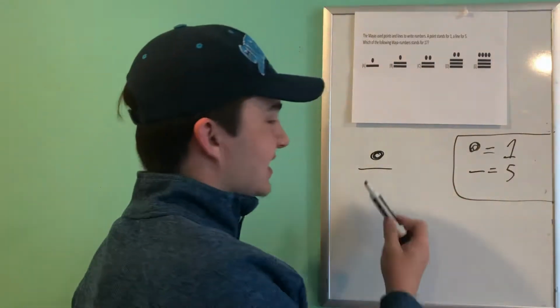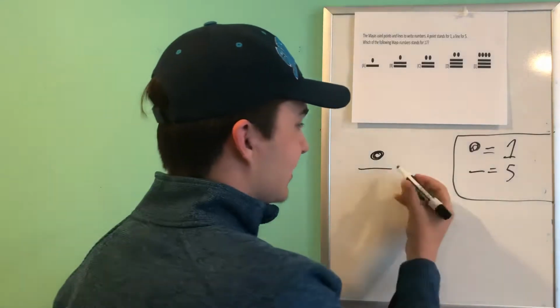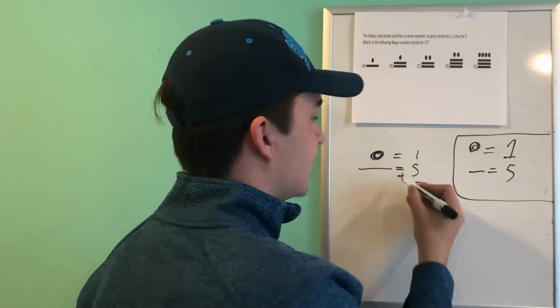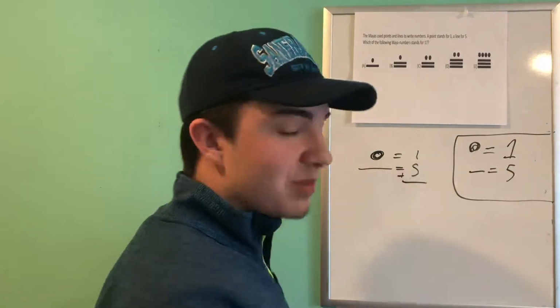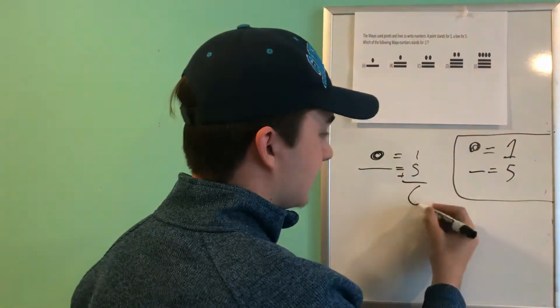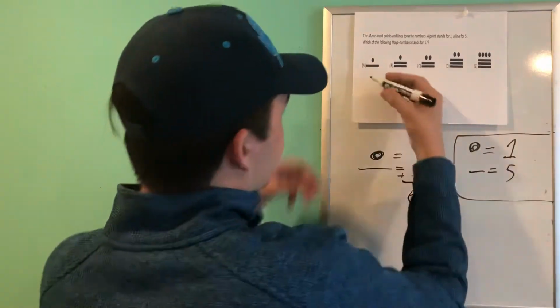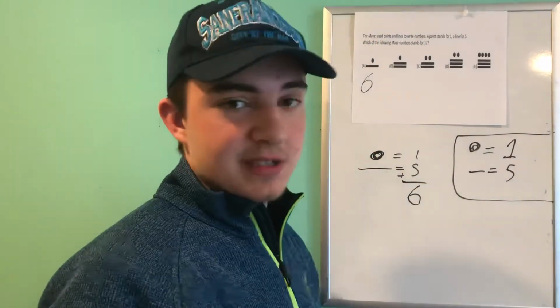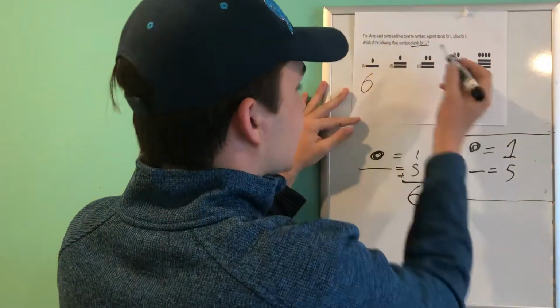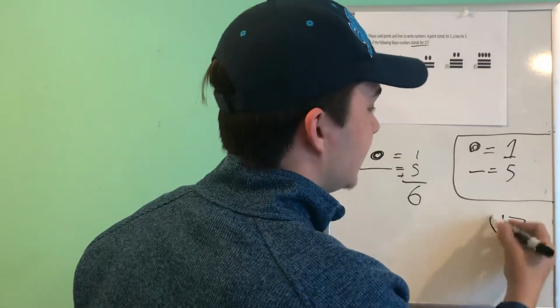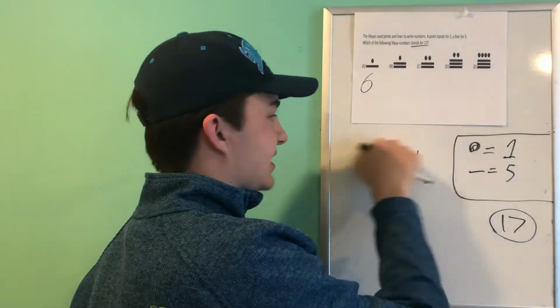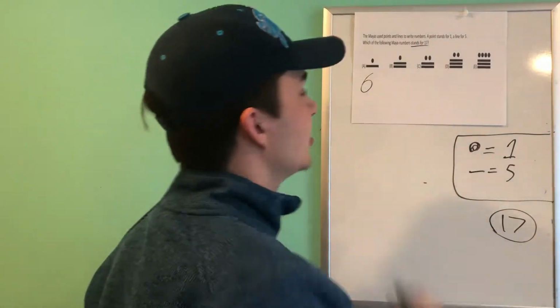Now, number 1, it is a line and a dot. A line is equal to 5. A dot is equal to 1. If we add them together, what's 1 plus 5? That's 6. So this one is equal to 6. Now, are we looking for 6? No, we're looking for 17. So 17 is our ultimate goal. So we know it can't be 1 because 1 gives us 6. Now we go and try number 2.